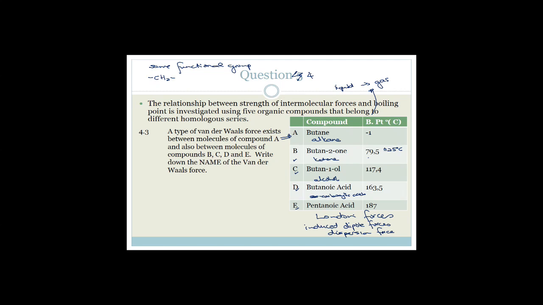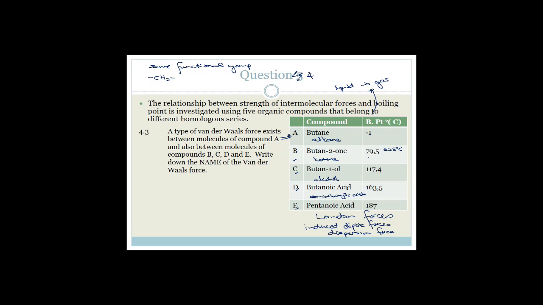And what we're saying is that just because there are hydroxyls in the alcohols and the carboxylic acids doesn't mean that they aren't London forces, okay? The London forces are still there. It's just that in the hydroxyls and the carboxylic acids, the hydrogen bonding is much stronger.